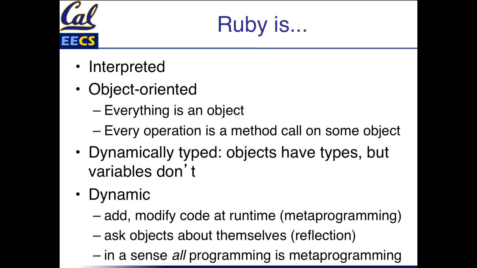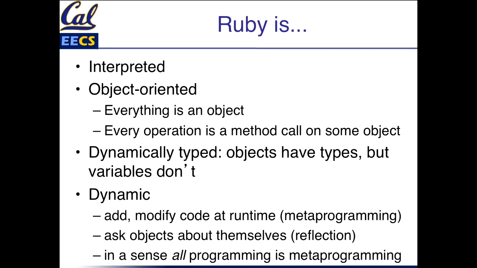Now, what it means on paper is that there's all kinds of things you can do at runtime after the program has already begun. You can add or modify new code. You can change the definition of existing methods after the code has begun. You can ask objects questions about themselves, and you can create new objects based on those properties.